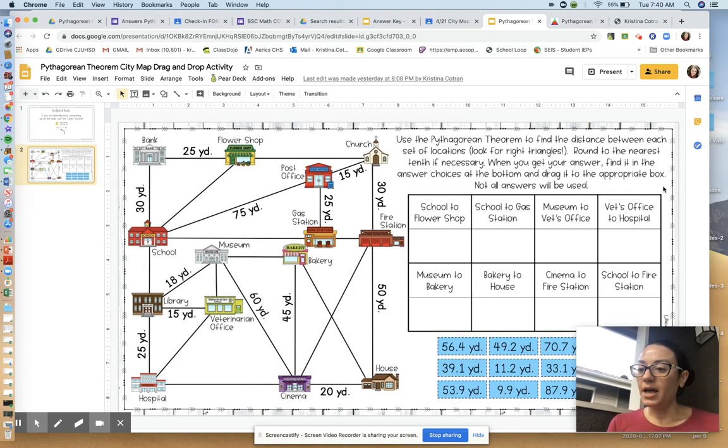So we're going to go here, and it talks about a bunch of locations. So let me go through 3 examples with you. So the first one says, what is the distance from the school to the flower shop? We have the school is right here, and the flower shop is here. Now, between the school and the bank is 30 yards, and between the bank and the flower shop is 25 yards, right? So how many yards would it take to get from the school to the flower shop? So if you look, this is a right triangle, right? This is like the corner of a box. So this could be the rise, which is A, and the run would be 25.